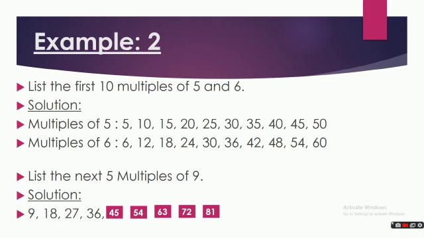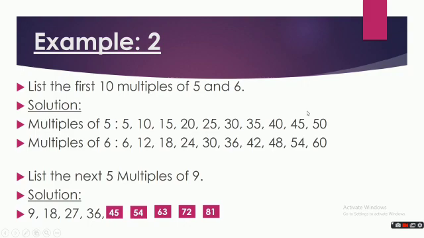Now example number 2. List the first 10 multiples of 5 and 6. Now I told you multiples means the table, so just read out the 5 table in your mind, you will get all the multiples of 5. So let's start. 5 1s are 5, 5 2s are 10, 5 3s are 15, then 20, 25, 30, 35, 40, 45, 50. So these are all the multiples of 5.